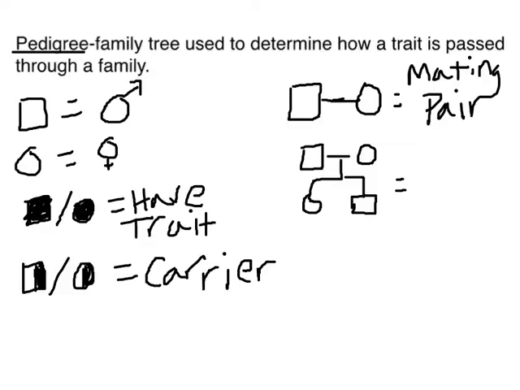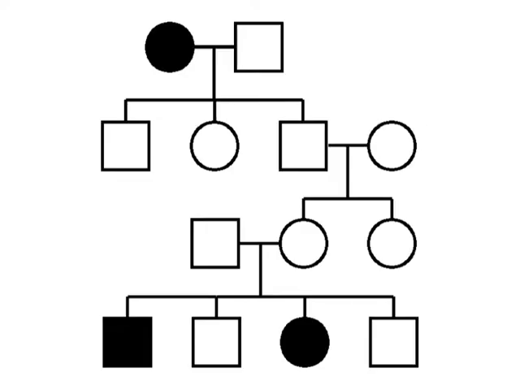And then finally, when you have a situation like this where dropping from the mating pair you have this line, and then you have squares or circles on the other side, that's the offspring of the mating pair. I'm going to run out of room, but that's the offspring. Alright, so let's look at the three scenarios that you're likely to see on a pedigree.